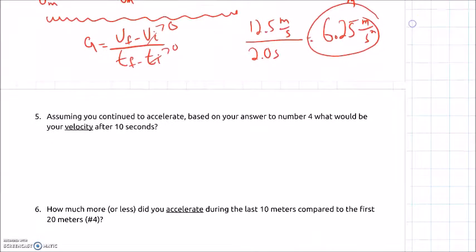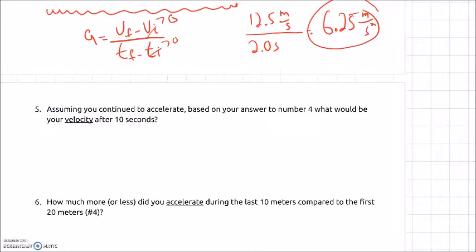Number 5, assuming you continue to accelerate based on your answer to number 4, let's write that down, 6.25 meters per second squared. What would be your velocity after 10 seconds?